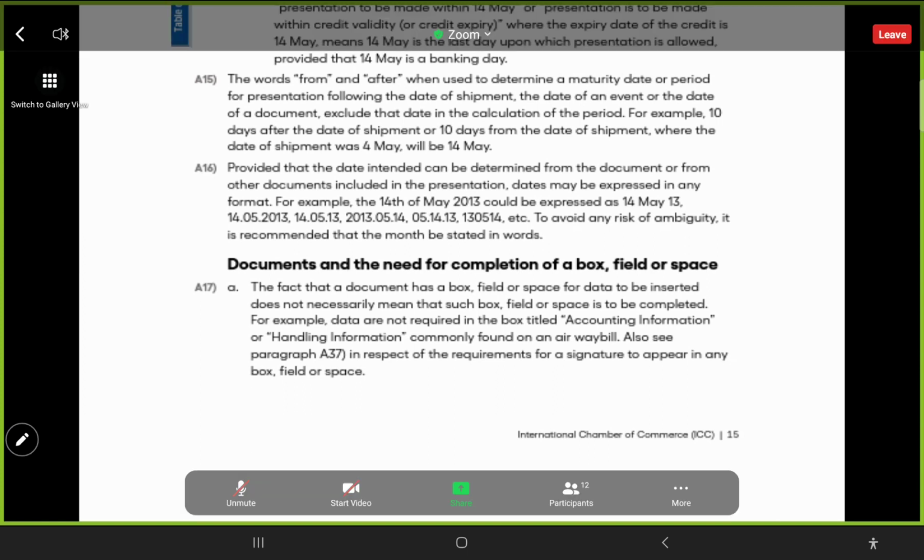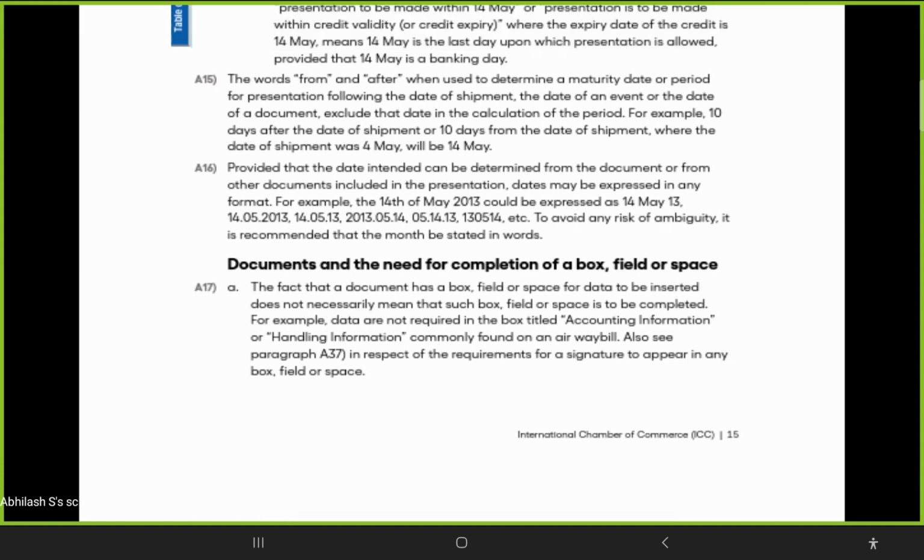Okay, we can begin from A17. Documents and the need for completion of a box, field, or space. The fact that a document has a box, field, or space for data to be inserted does not necessarily mean that such box, field, or space is to be completed. For example, data are not required in the box titled accounting information or handling information commonly found on an air waybill. Also see paragraph 837 in respect of requirements of a signature to appear in any box, field, or space.